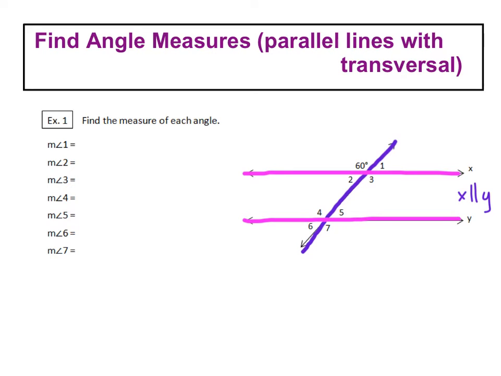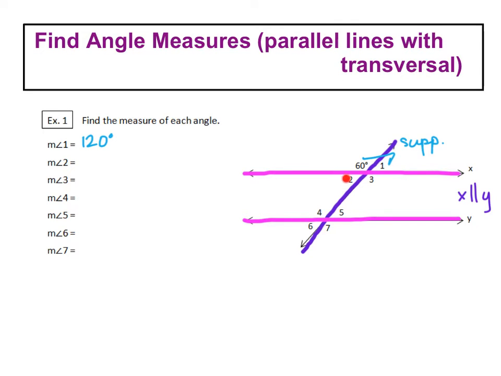Now, how could we figure out if this is 60, what's angle 1 going to be? Well, these two angles are supplementary. So when they're supplementary angles, they add up to 180. So if that's 60 degrees, angle 1 must be 120 degrees. Alright, so then we can just work our way through this figure.